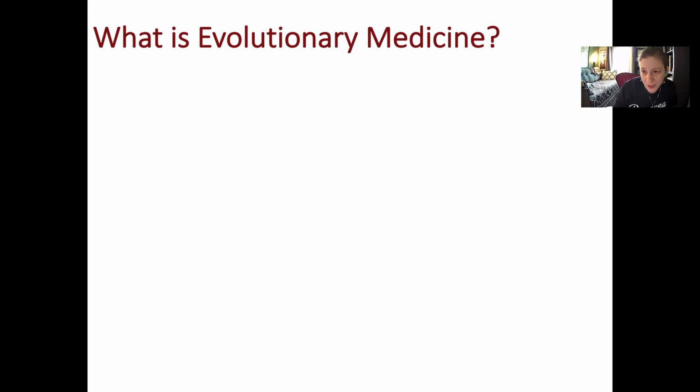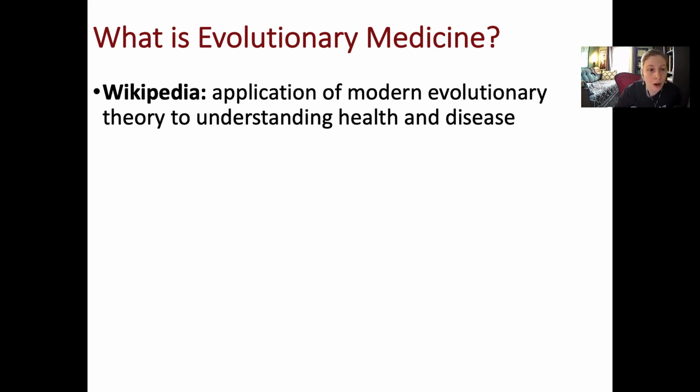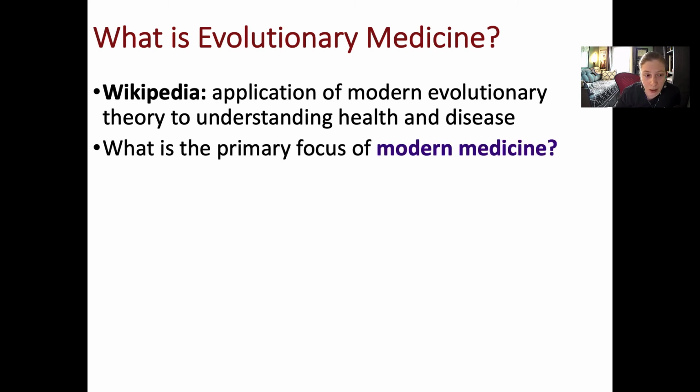So what is evolutionary medicine? And I always like to start when I teach class with a definition. And so Wikipedia defines evolutionary medicine as the application of modern evolutionary theory to understanding health and disease. And so if you think about this for a second, think first, what's the primary focus of modern medicine? When you go to the doctor, why are you going to the doctor, right? What is the doctor going to do for you?